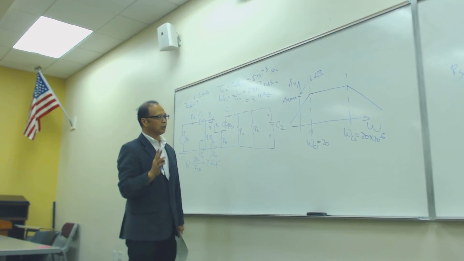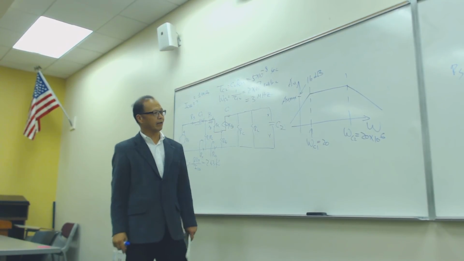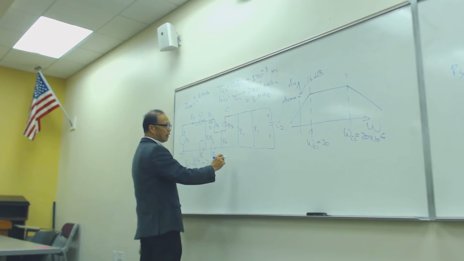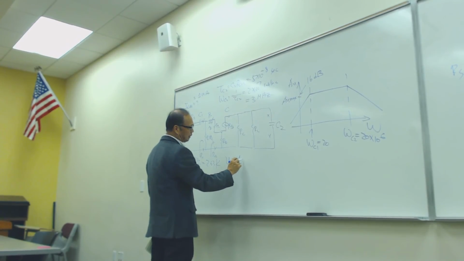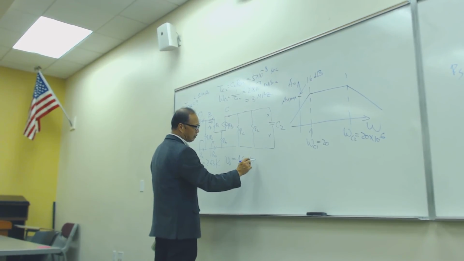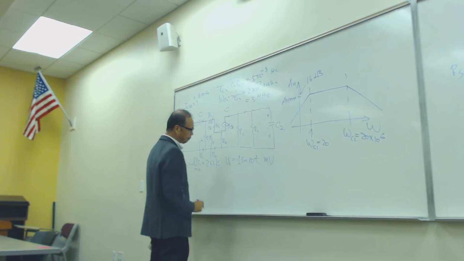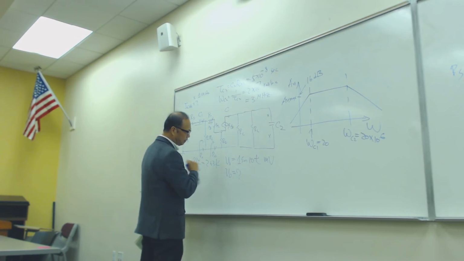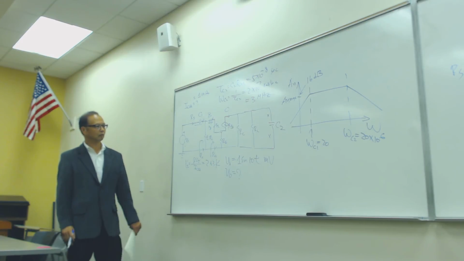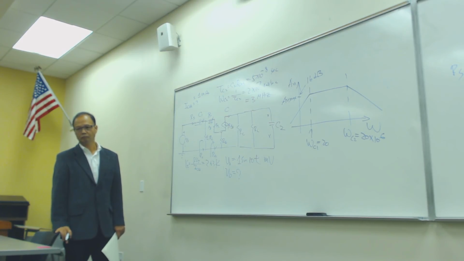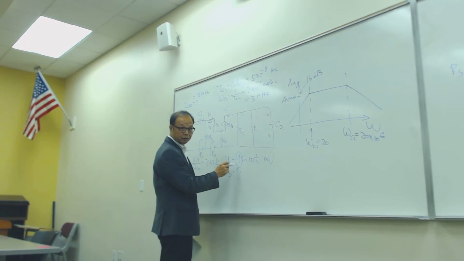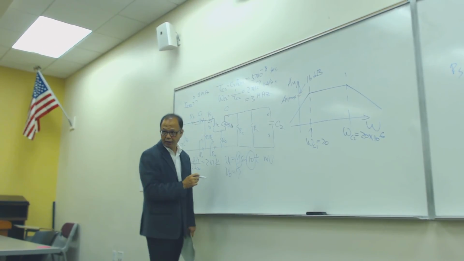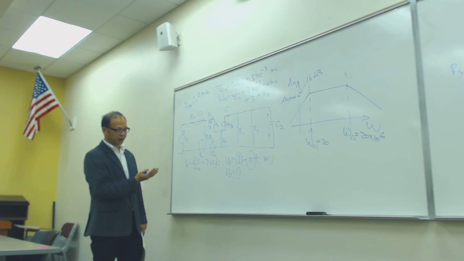Okay. Now let's try to make sense of this plot. Let's say I give you V sub I equal to 1 sine 10t millivolts, and I want you to give me V sub O. So that is the peak value of V sub I, and that is the frequency of V sub I. The frequency of V sub I is 10.